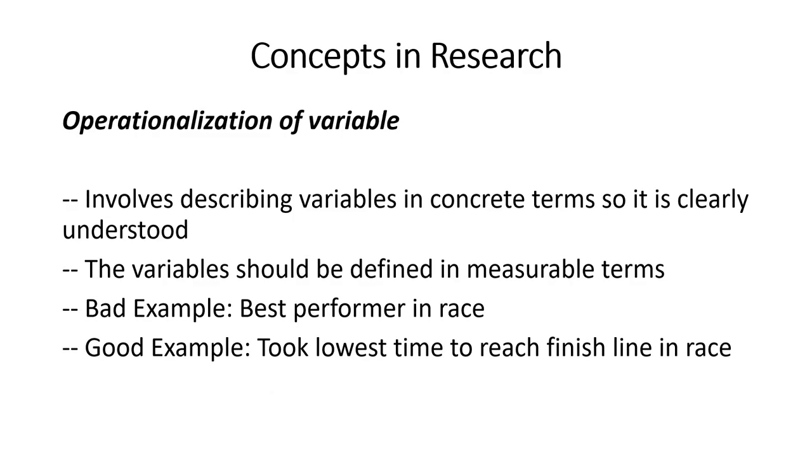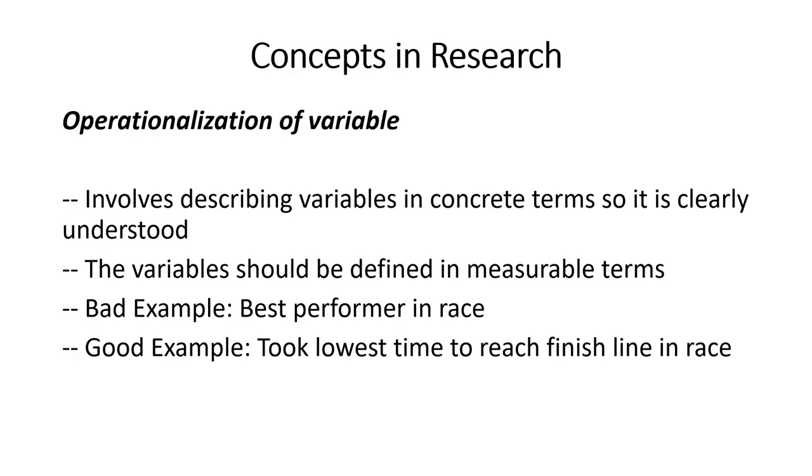So, operationalization involves describing variables in concrete terms, so it is clearly understood. As I discussed before, I have to be giving you a measure of how something is measured. Happiness in terms of physiology, happiness in terms of personality, happiness in terms of some other factor, right? So, what is the factor? The variable should be defined in measurable terms. Also, when I say physiology, it could be in terms of GSR responses, it could be in terms of arousal levels. So, what is it that I am measuring?